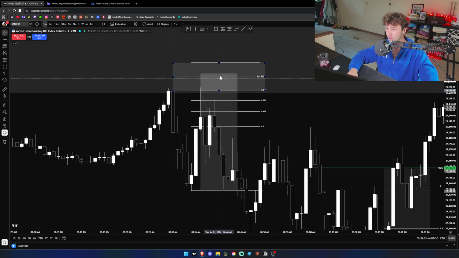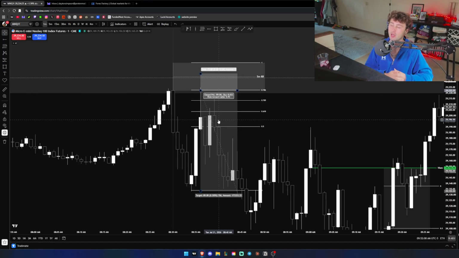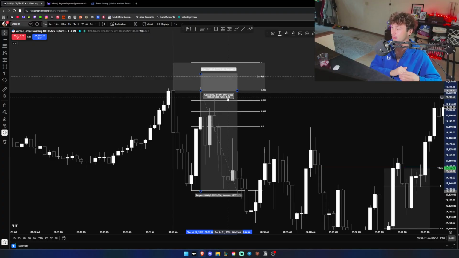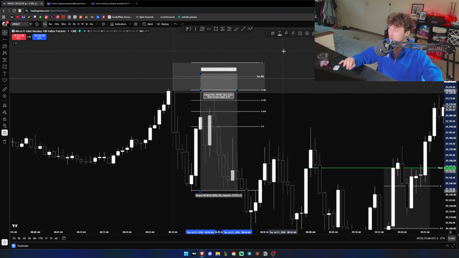You just want to leave it at BE. You could have definitely moved your stop loss to BE at this 1-minute fair value gap, but you don't want to trail it past there. No reason to do that. And here you can see 5.93 risk to reward. Okay, absolutely fire first trade.